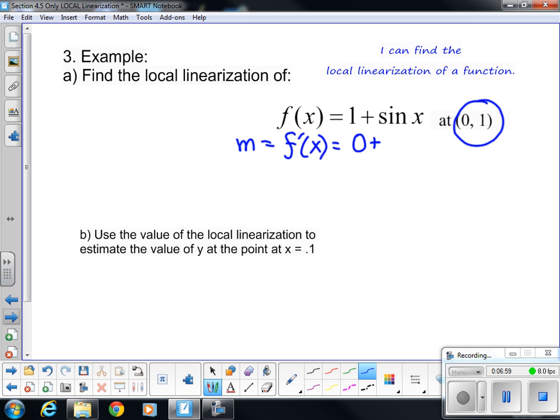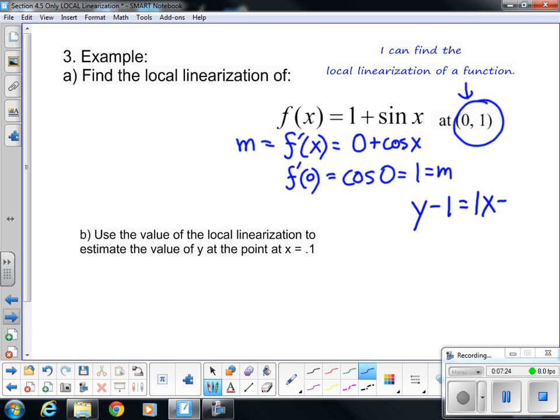Derivative of sine is cosine of x. So if I plug a 0 in for x, because that's my x value, I get cosine of 0, which equals 1. So that is your slope value, 1. Therefore, your equation is y minus 1 equals 1 times x minus 0.